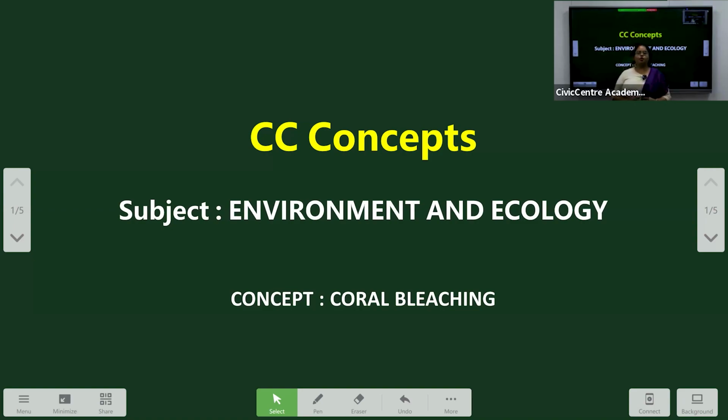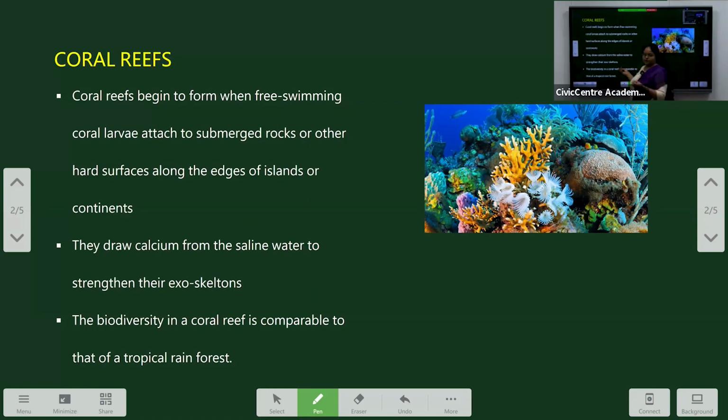So, what is coral bleaching? To understand what coral bleaching is, first let us understand what corals are. Corals are invertebrate aquatic animals that are free swimming and they attach to surfaces like submerged rocks or other hard surfaces to live. These corals are of two types, hard corals and soft corals.